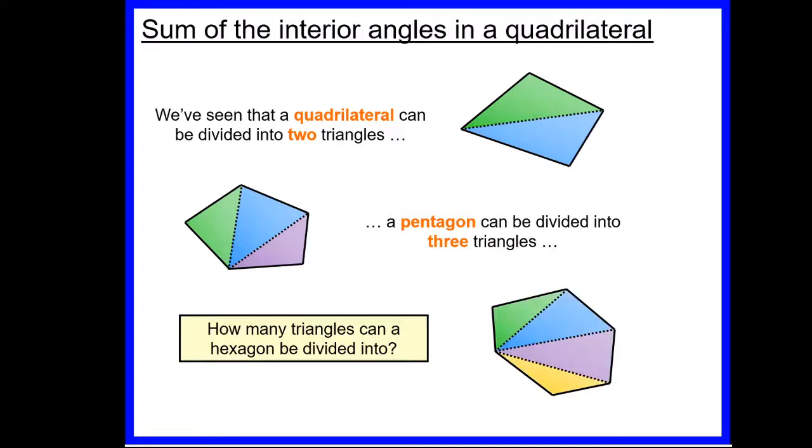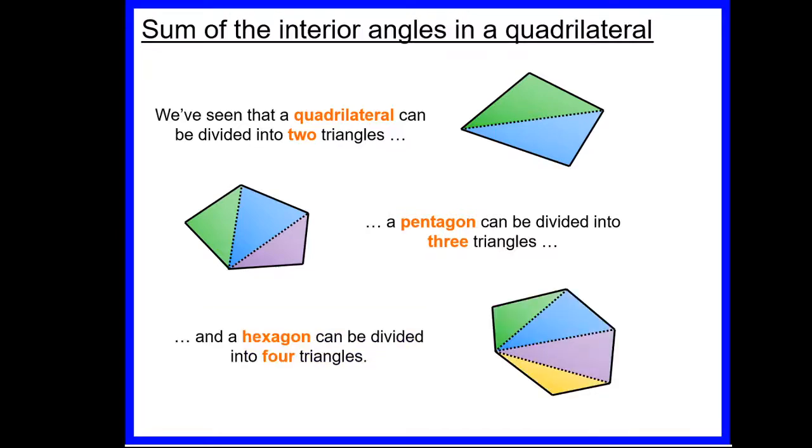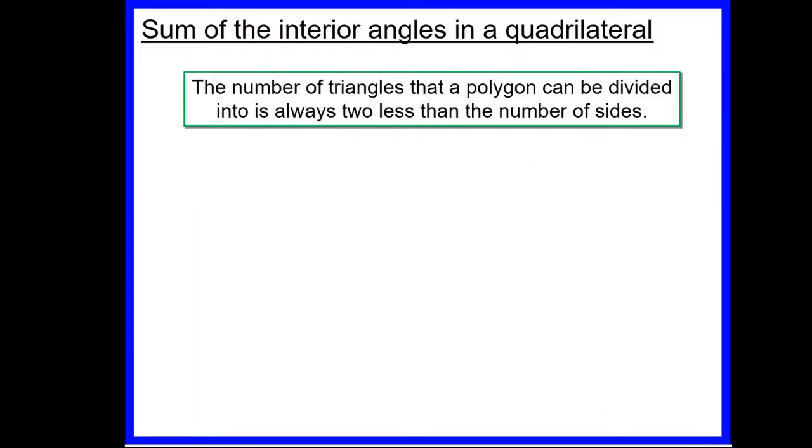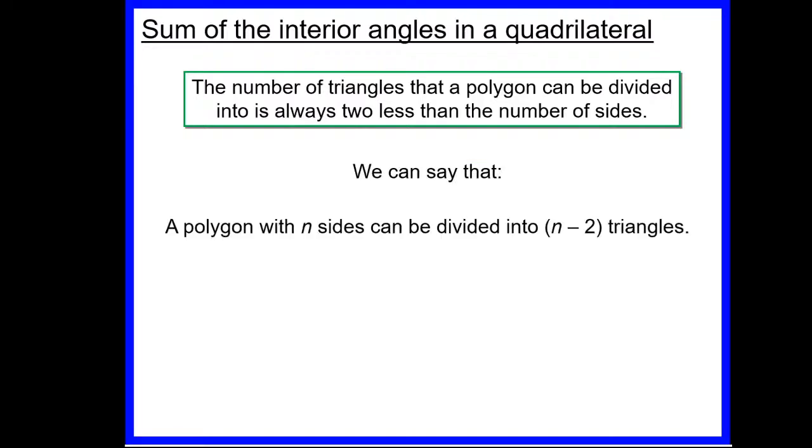There we are. We can divide a hexagon into 4 triangles. So once we realise we can divide these shapes into triangles, and we know the angles in a triangle add to 180 degrees, then we should be able to find the total interior angles of any of our polygons. So the rule then for finding these angles: the number of triangles a polygon can be divided into is always 2 less than the number of sides.